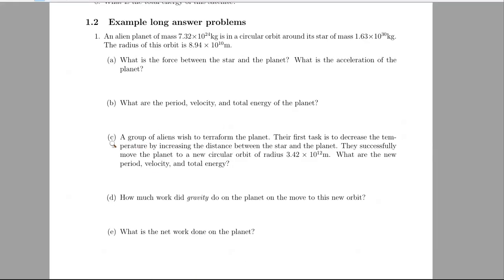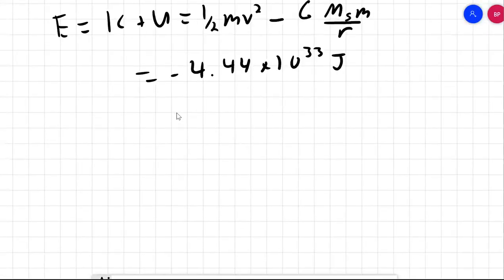All right, so our next part says, a group of aliens wish to terraform the planet, and their first task is to decrease the temperature by increasing the distance between the star and the planet. They successfully moved the planet to a new circular orbit of this radius. And what are the new period, velocity, and total energy? Well, we just redo everything that we did before with our new numbers.